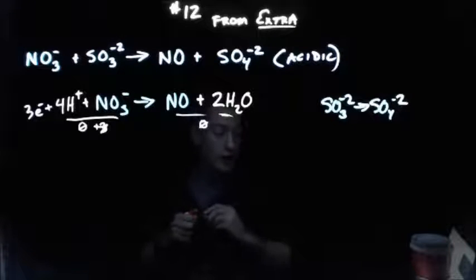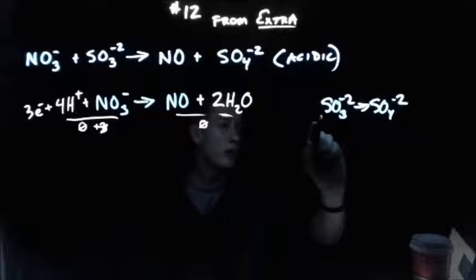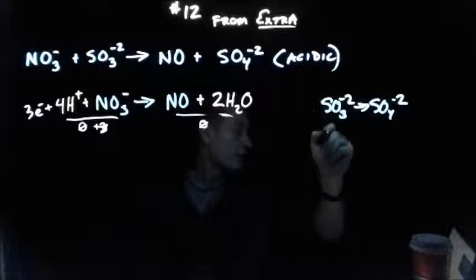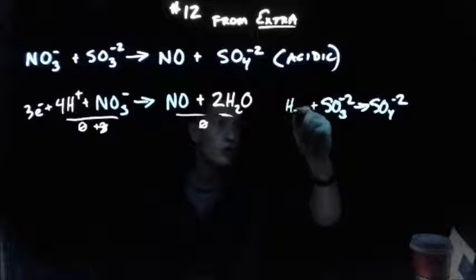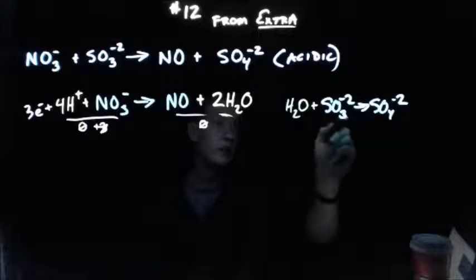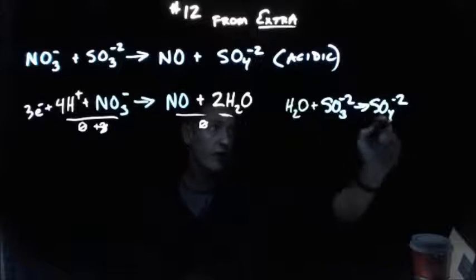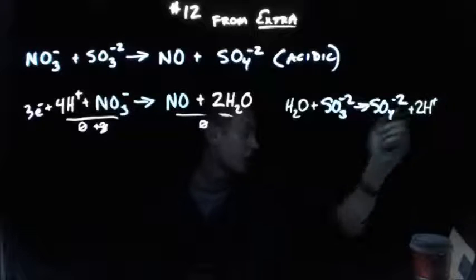Let's go look at the sulfite-sulfate reaction. So here, the sulfurs are already balanced. There's 1 there and 1 there. I will balance the oxygens by adding a water to this side. Now there are 4 oxygens on each side. That creates a deficit of hydrogen, so I'm going to come over here and add 2 hydrogen ions.